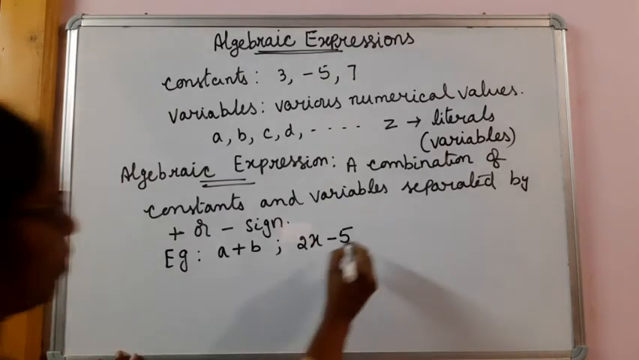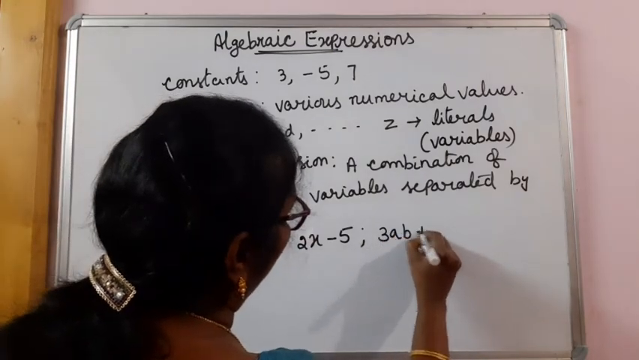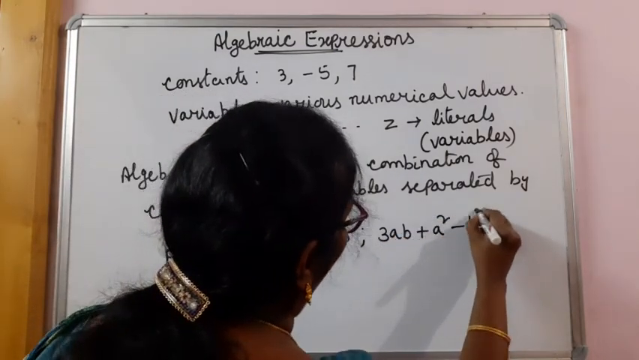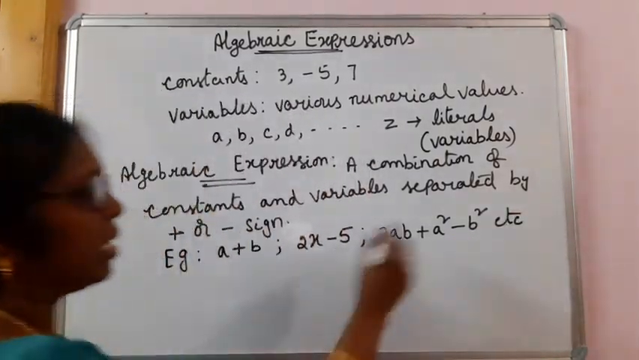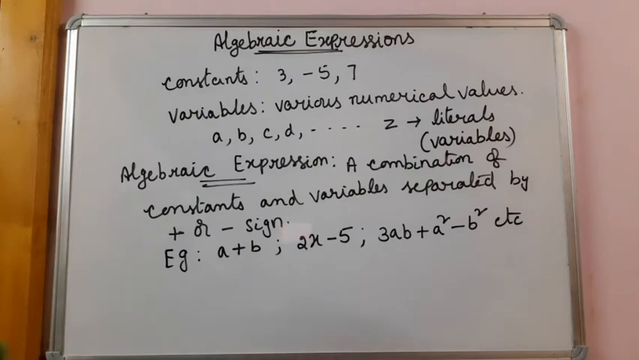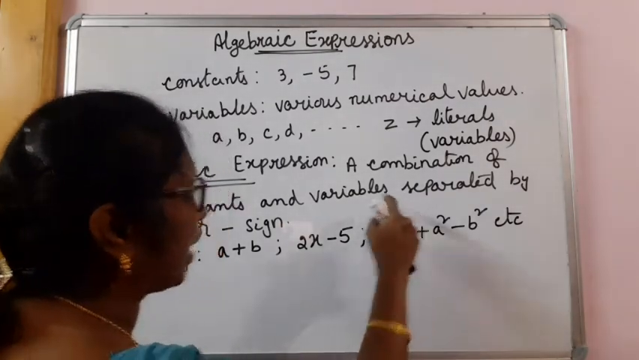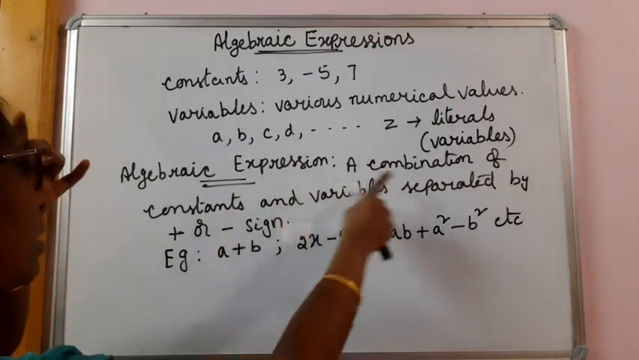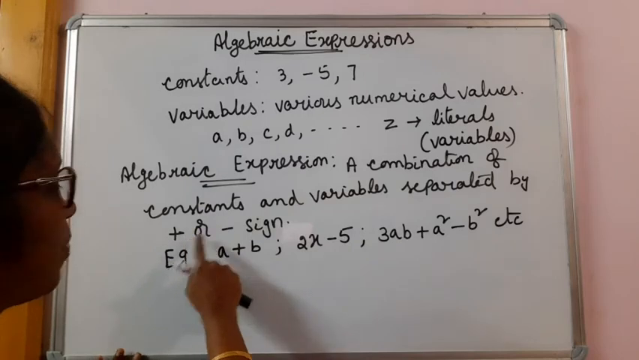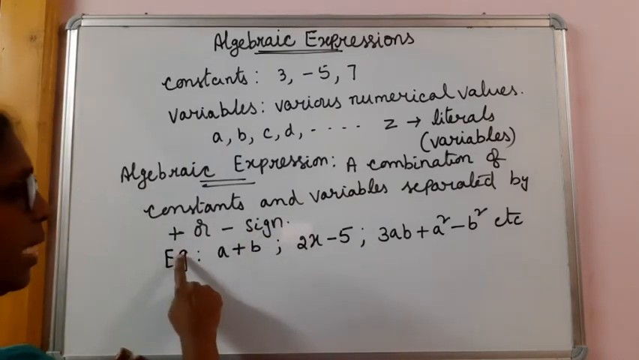Let me give you one more example: 3ab plus a square minus b square. All these are said to be algebraic expressions. 3ab means 3 into a into b. This complete thing is one term, because the terms are constants and variables connected by plus or minus sign.